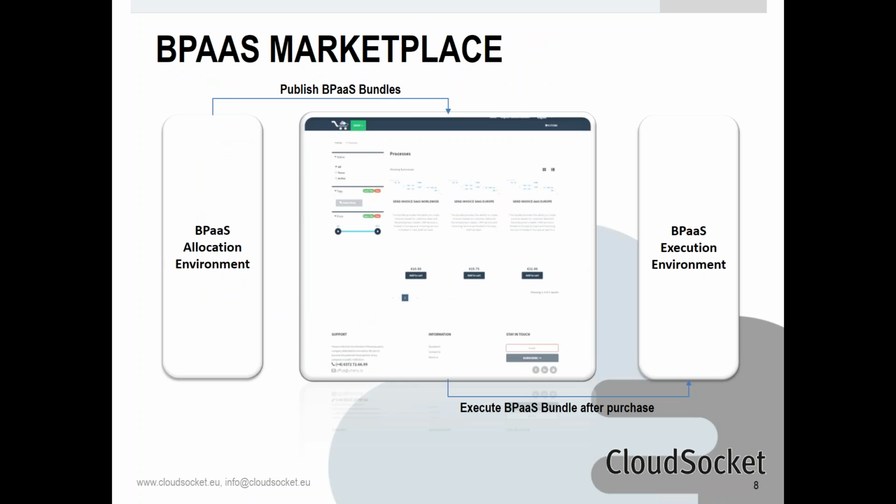Here we can see the very high-level architecture of the BPaaS Marketplace. The CloudSocket project consists of more components, but here in this picture we can see three of them: the allocation environment on the left side, the marketplace in the middle, and the execution environment on the right side. The BPaaS bundles are developed in the allocation environment. After a bundle is ready to be distributed, it is published on the marketplace and becomes available for the customers to buy it.